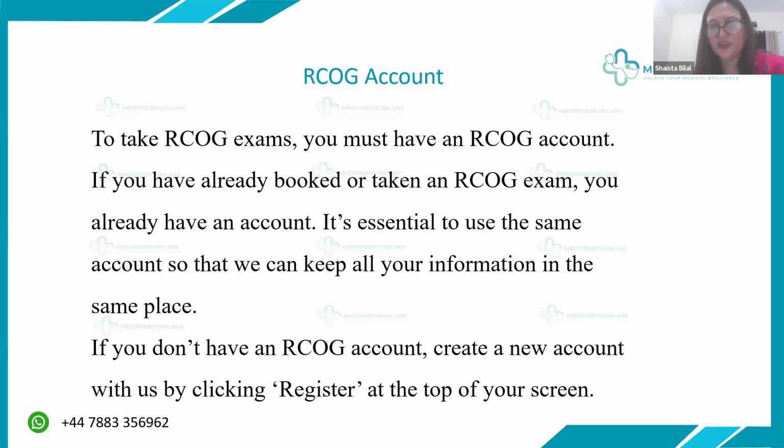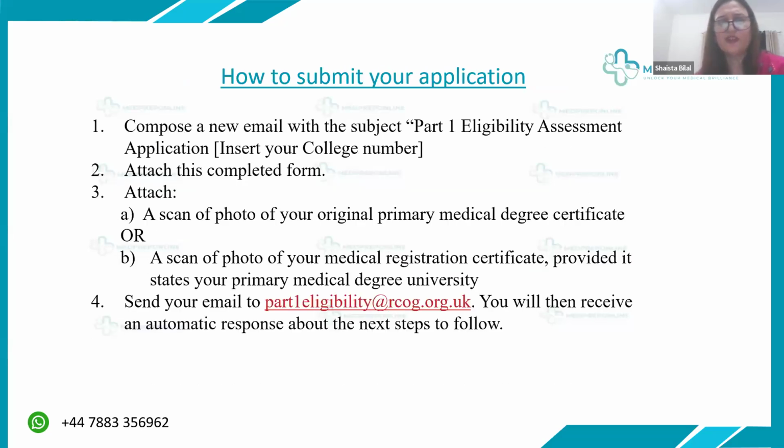You will create an RCOG account. If you already have an account, don't make a new account. Just register from that previous account. Then you will compose an email with the subject Part 1 eligibility assessment application, with a scanned photo of your original primary medical degree certificate and a scanned photo of your medical registration. All of us who have done MBBS and who want to pursue gynecology and obstetrics are eligible for MRCOG Part 1. And this is the email address. You can send your application on this link.